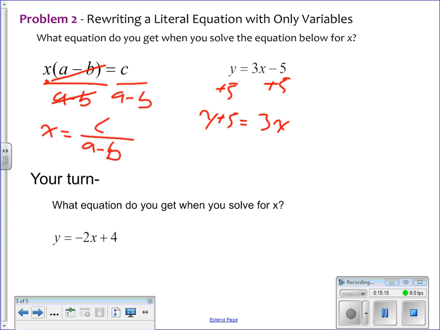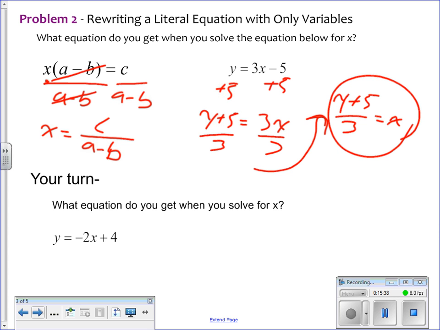Now, if I had some number here, let's say 15, what would I do to solve for X? I divide by 3, right? Divide both sides by 3, and I get Y plus 5 over 3 is equal to X. That's my answer. It's not pretty, but that's okay. But what did I do? I did exactly the same steps as if I were solving it with a number there instead of Y. I added 5. I divided by 3, just like I would any other equation.